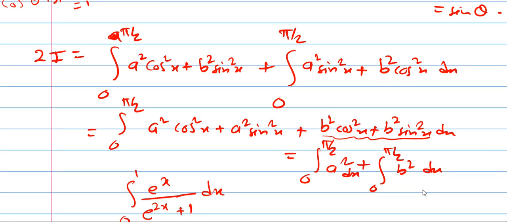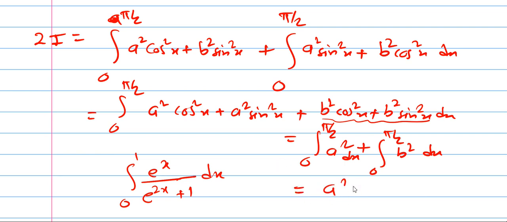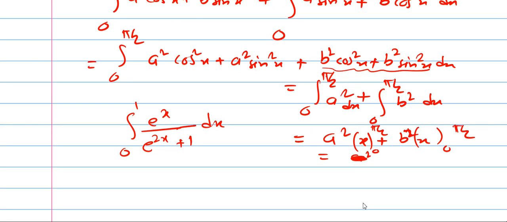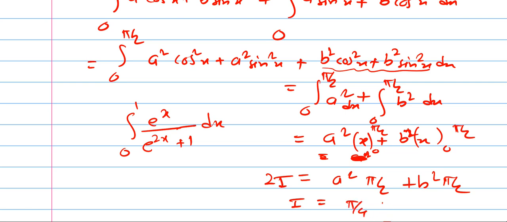So the value of this integration is a square x plus b square x. A square and b square are constant. So substitute the limit 0 to pi by 2. So this becomes a square pi by 2 plus b square pi by 2. So this is nothing but 2I. So I will be, you can take pi by 4 common, a square plus b square. So this is the answer, pi by 4 times a square plus b square.